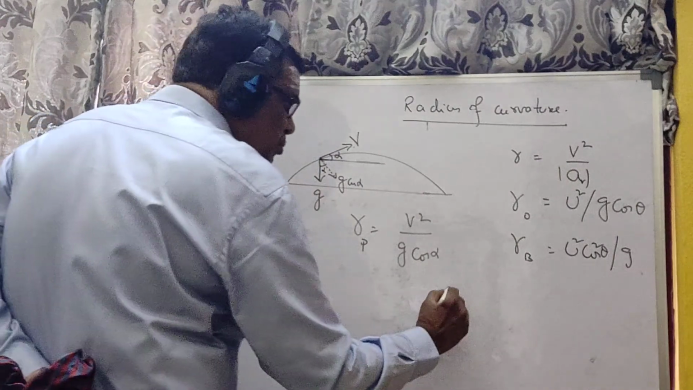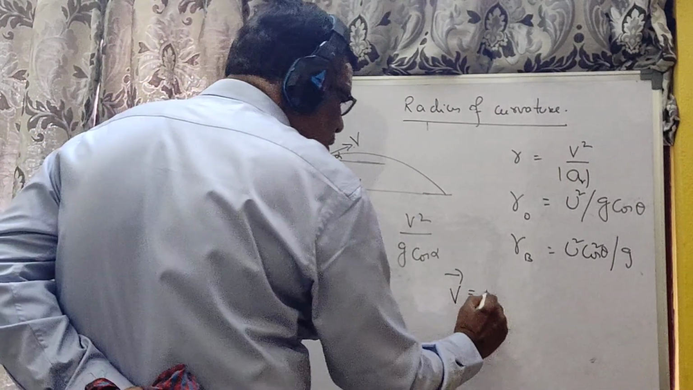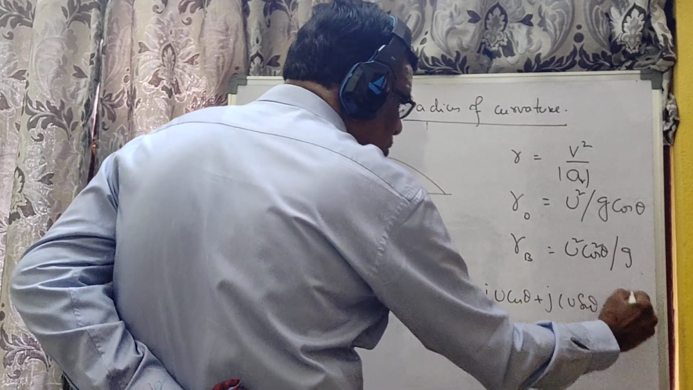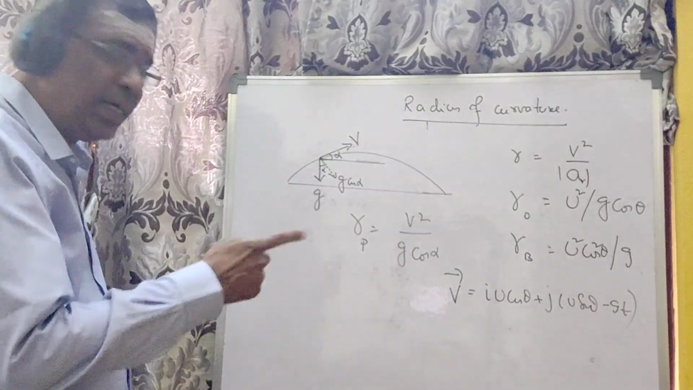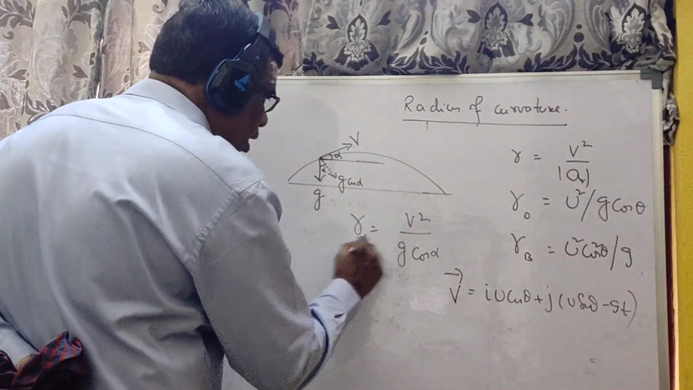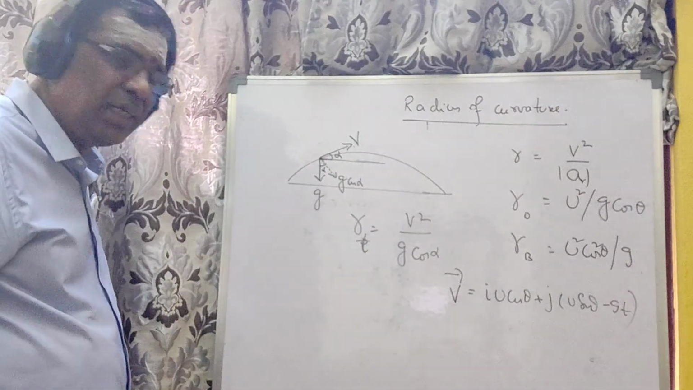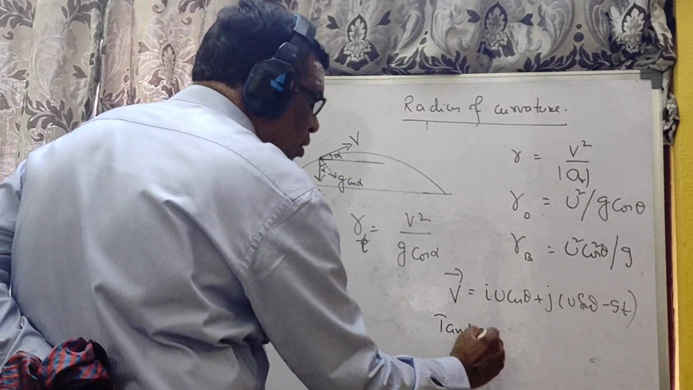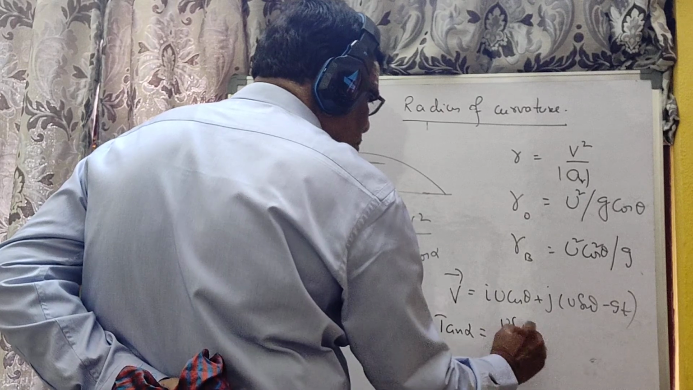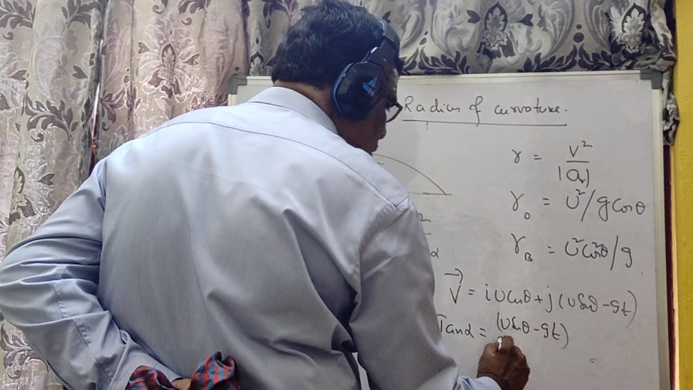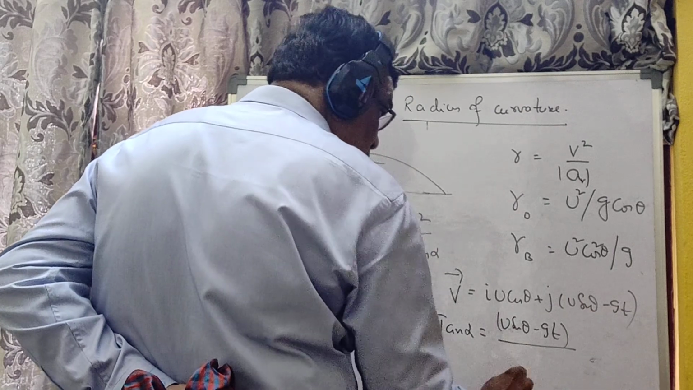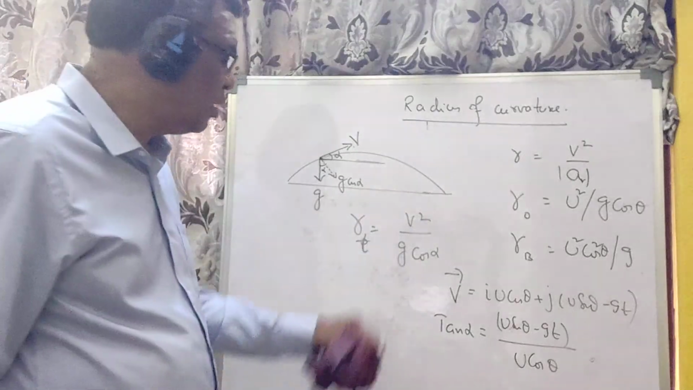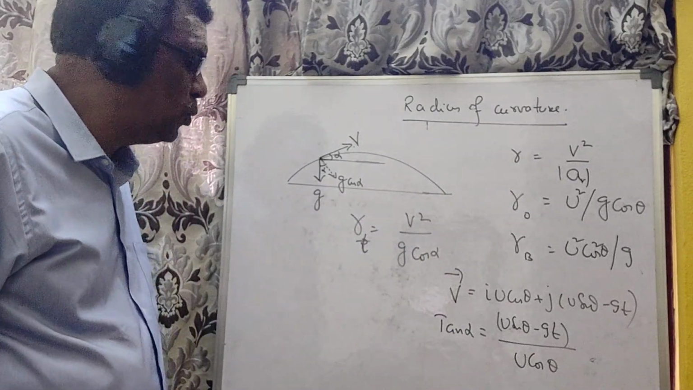But do you know one thing? You recall, v bar is i u cos theta plus j (u sin theta minus gt) after time t, at any time t. What is the radius of curvature? Now how do you get alpha? You know that tan alpha is equal to (u sin theta minus gt) by u cos theta. From this you can get cos alpha. That is one way to work it out.